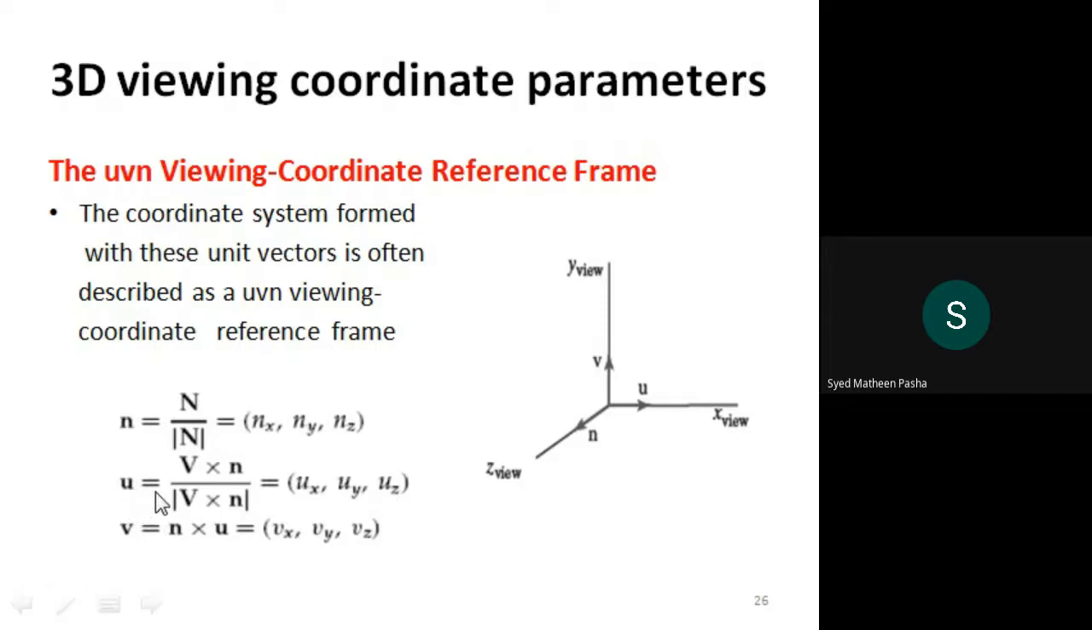How is U defined? It is defined with respect to the normal vector and the unit vectors, and then the modulus of those, which is given as ux, uy as well as uz. Similarly, n is defined. Similarly, v is defined, where v is nothing but the product of n and u. So this is how the UVN viewing coordinate reference frame is represented with respect to three-dimensional objects.